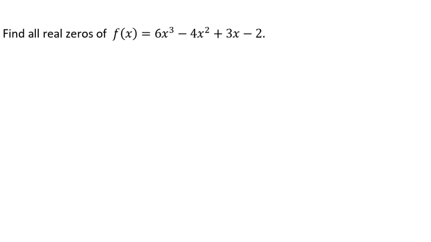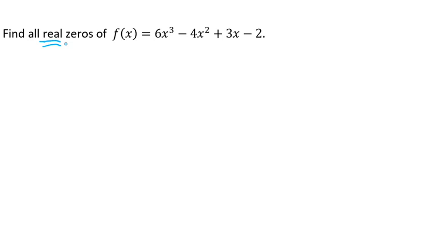So in this video, we're going to be finding all real zeros of a polynomial function. The polynomial function we'll be using is f of x equals 6x to the third minus 4x squared plus 3x minus 2. Now we're just looking for the real zeros. We're not necessarily looking for any imaginary zeros that we might be getting.